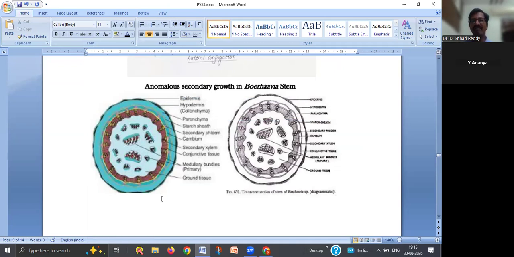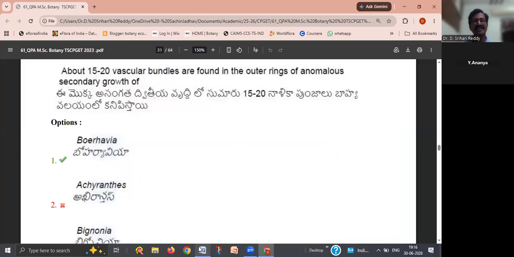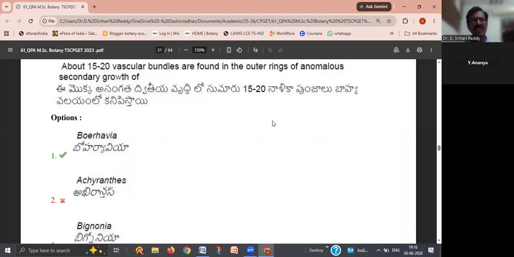In case of Boerhaavia, apart from the normal outer ring of the vascular bundle, we see two more rings of vascular bundles. So that is called anomalous secondary growth, where we see 15 to 20 vascular bundles. So that is the right answer. In Boerhaavia, we observe more number of vascular bundles, 15 to 20, in the outer rings of this. Okay, so that is the answer.